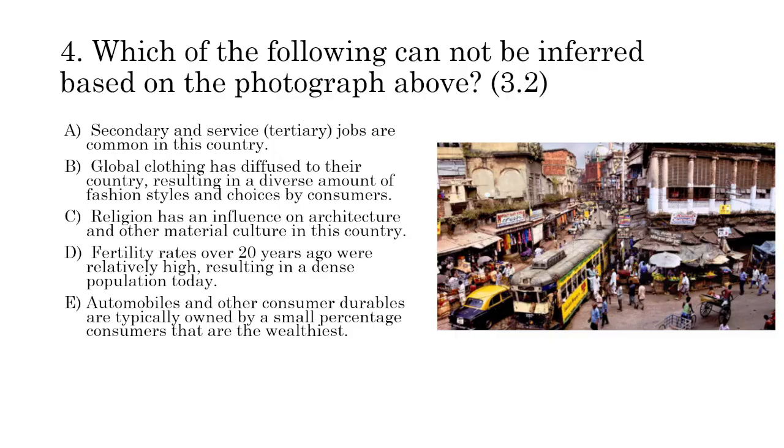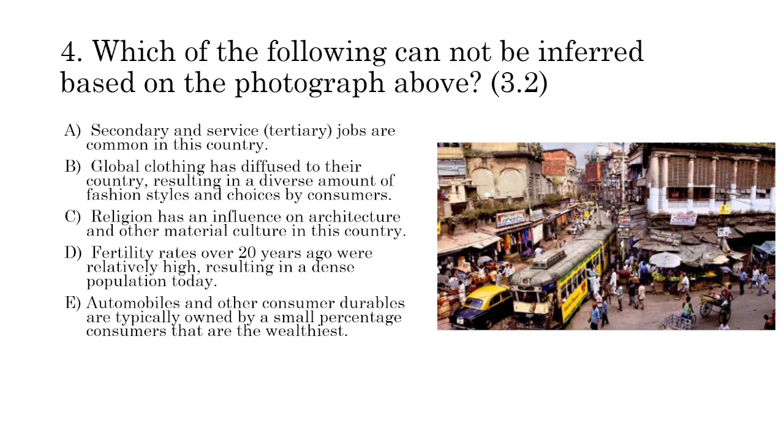So let's go through each of these and see which one we can really not take away from this image here. So A, secondary and service jobs are common in this country. We often say tertiary jobs instead of service jobs. So we can see here there's a lot of different little market shops sprung up across this part of the city. We see there's food on the right, there's clothing, there's other possessions. I can't really take away what they are in the bottom left here. But we could probably say that service jobs are pretty common in this country, and there's probably some manufacturing in other areas of the country as well. And we're looking at it in an urban area. If we're looking at a rural area, there are probably some agriculture jobs as well, some primary jobs. So we'll come back to this part, but I think there's a better answer here.